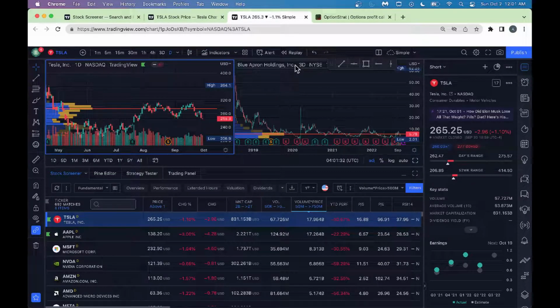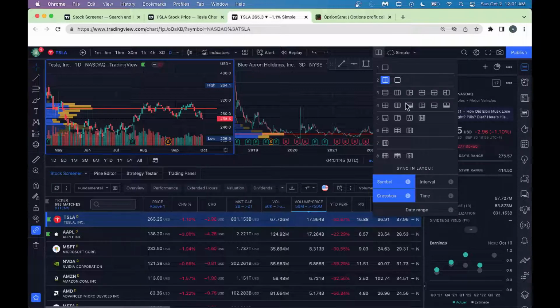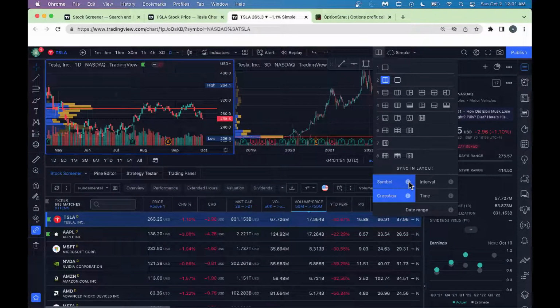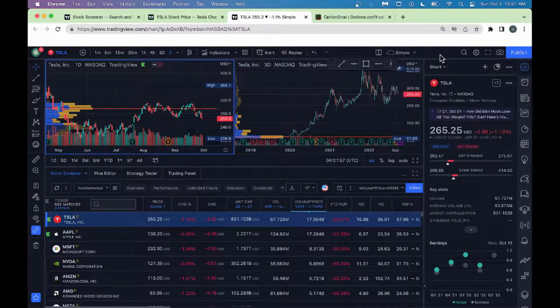And I got a 3-day here. In the 3-day also, we can change it to Tesla instead of Blue Apron here. Let's go back and change this also to Tesla here. So with that, you can go here. Let's say sync layout, and symbol also we want to sync. So both are the same symbol here. And we got crosshair as usual. So look, we got both Tesla here, and we can just close this. Look, we got Tesla both sides here.